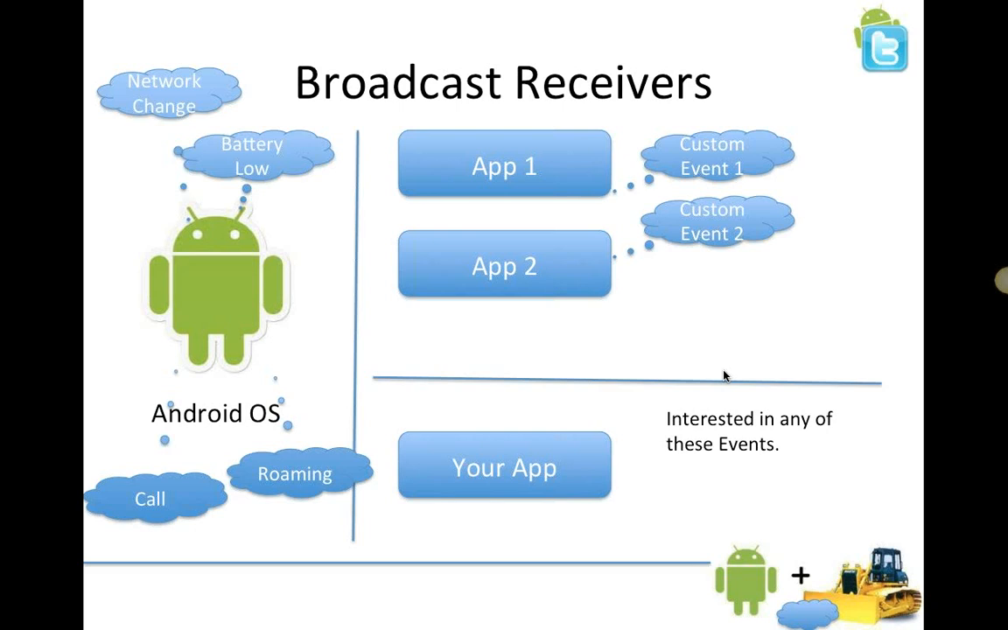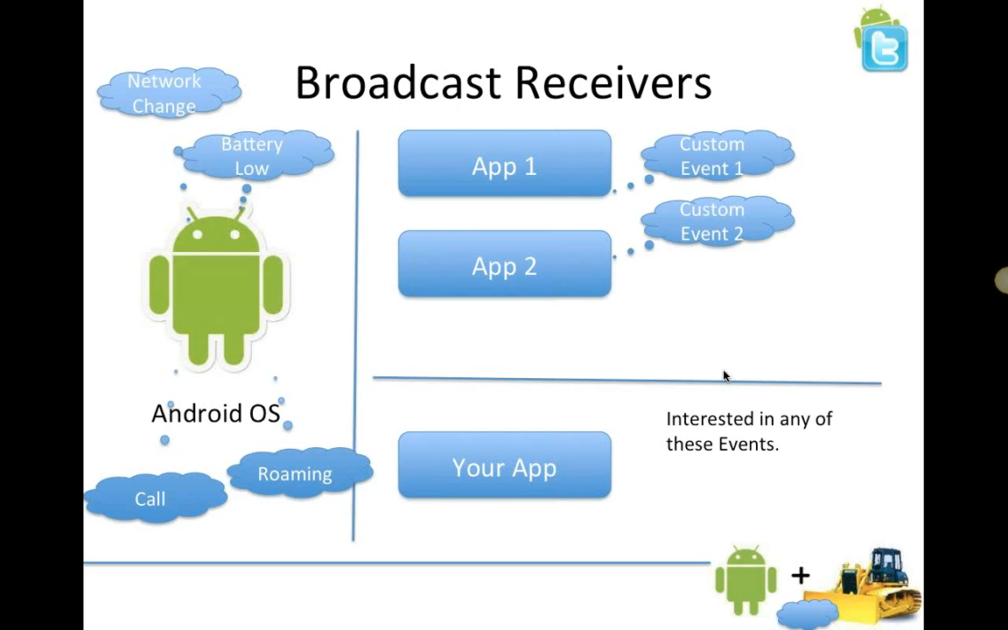So these are the intents which Android OS can throw. And likewise, other applications can also throw events. For example, Facebook can throw an event saying, I've got a new post on a wall. Twitter can throw this intent that I've got a new tweet. And other applications can listen to it. So this is the whole mechanism of broadcast receivers.